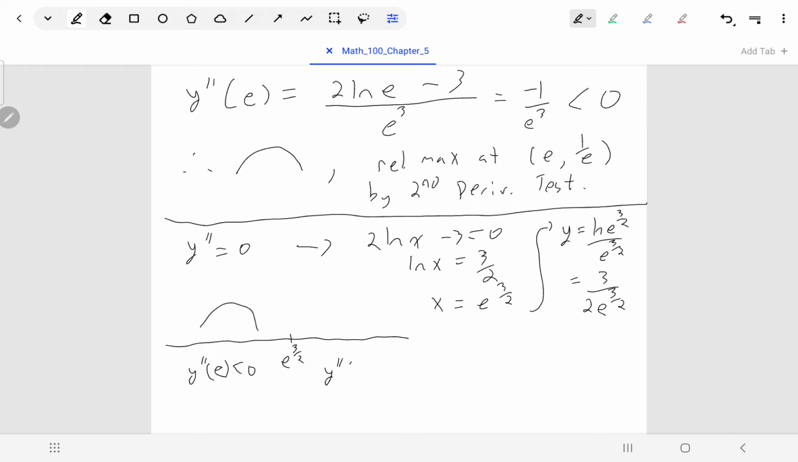And if I look at my second derivative at e squared, I would say that it would be 2 natural log of e squared minus 3. I can figure out that that numerator turns out to be positive 1, and that our denominator would be e squared to the power of 3, which is e to the 6. We'd find our second derivative is positive. That would give us something that's concave up. So in other words, we have a point of inflection at that point, e to the 3/2, 3 over 2e to the 3/2.